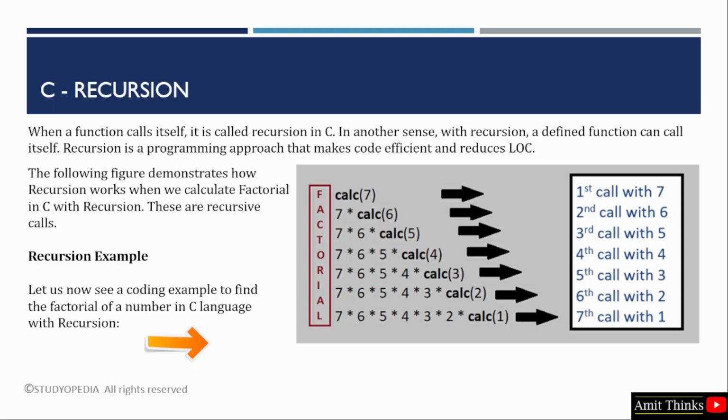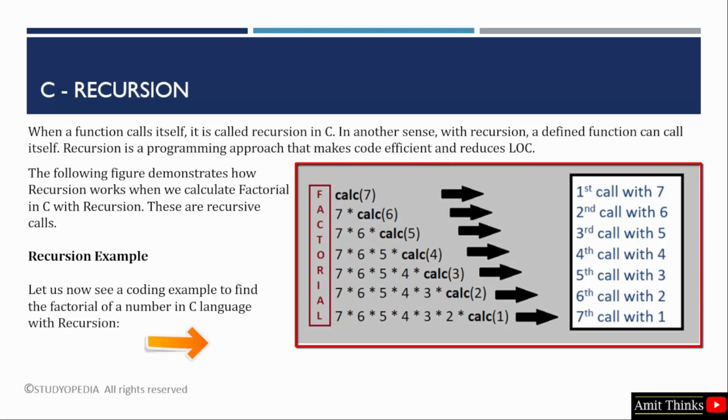Recursion in C is a programming technique where a function calls itself directly or indirectly to solve a problem. Recursion can simplify your code for problems that include recursive structure like tree traversal, factorial calculation, Fibonacci sequence and others. Recursive functions are more readable. It makes your code efficient and reduces the lines of code.